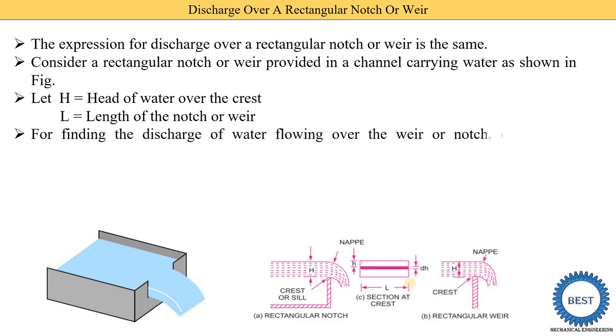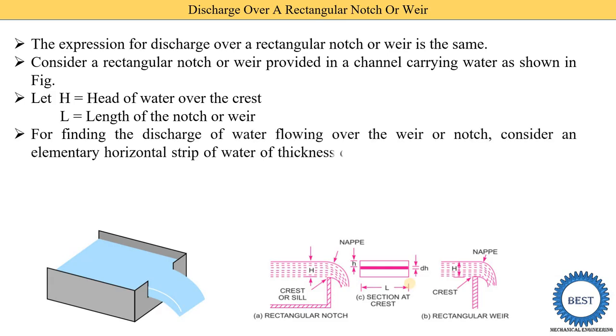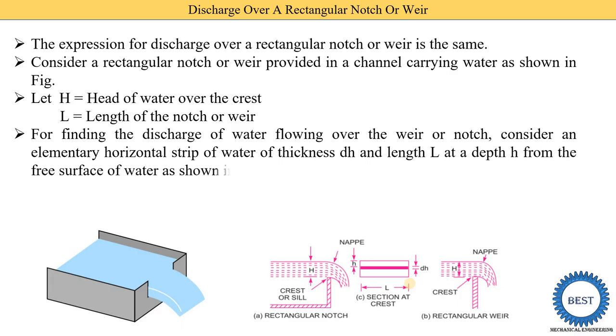Now for finding the discharge of water flowing over the weir or notch, first we consider one elementary horizontal strip. In this C image we can see we consider one elementary strip over this height H. The total height of this rectangle is H, and out of H we consider only one small strip of water of thickness dh. The strip length is L, and this strip is at a certain depth h from the free surface of the water.